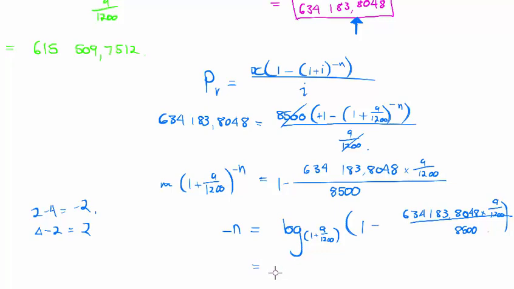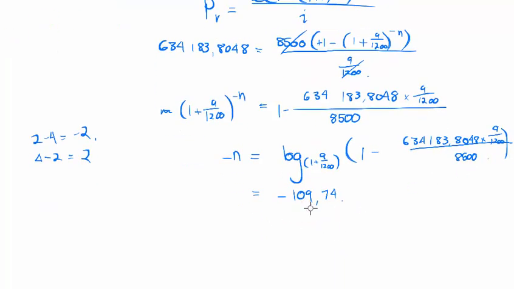Okay, what answer do you get? Negative 109.74. Okay, now that's fine. So in other words, n is roughly 109.74.